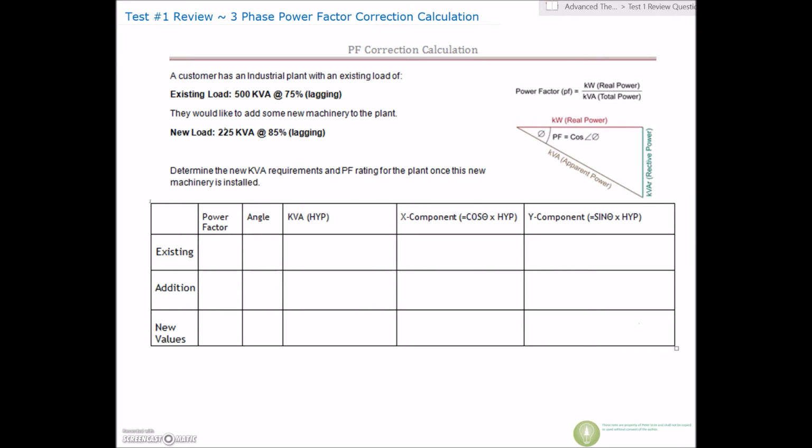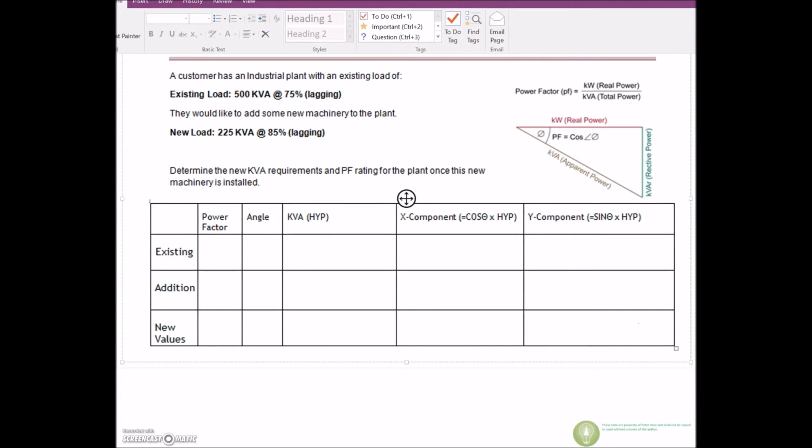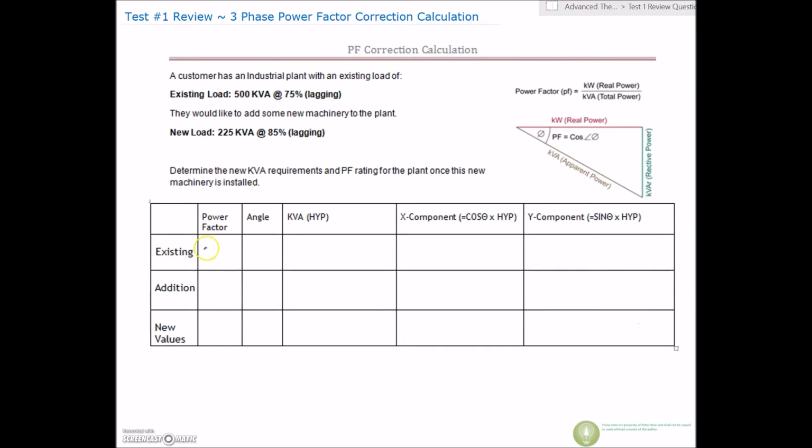So let's do this first thing, guys. Our existing power factor is 75%. The angle that goes with that we'll find in 2 seconds. The kVA is 500 kVA existing. Anything over here on this column is going to be our kilowatts, or our adjacent. And anything over here is going to be our kVARs, or the opposite.